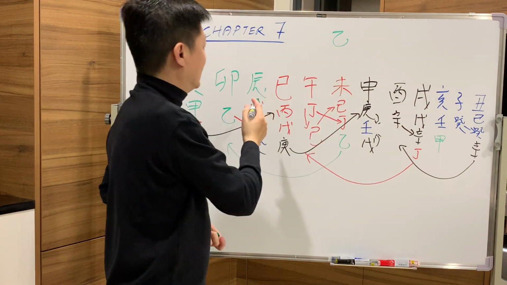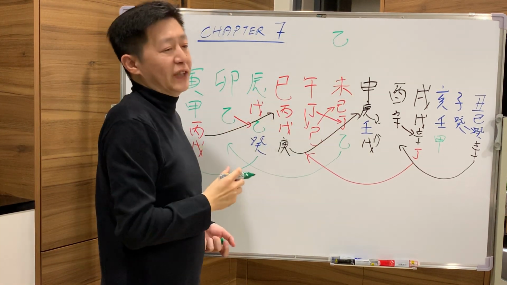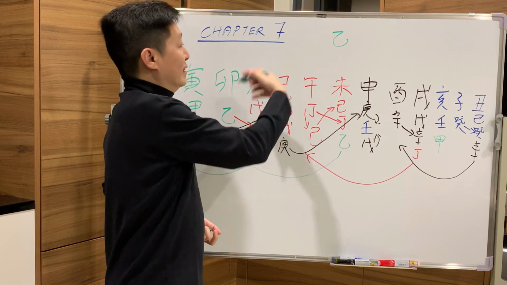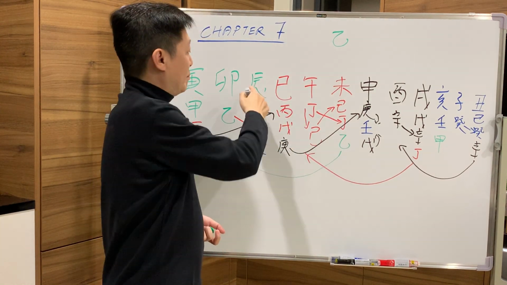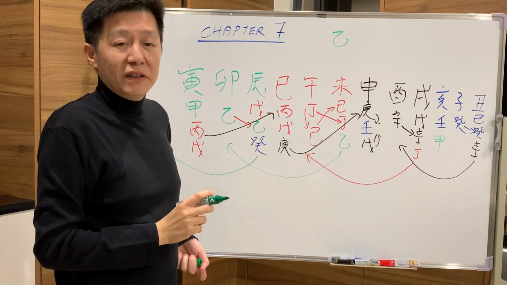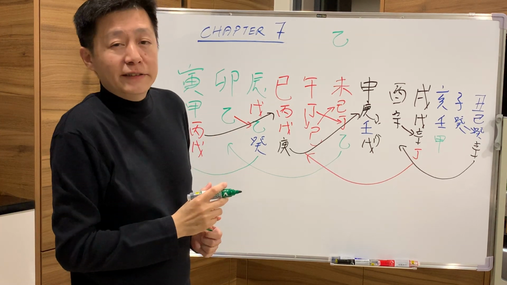So let's say the day master has the dragon. So the dragon gives you the strength. What is that? Money gives you the strength. So you are money motivated. When you talk about money, you are full of energy. Do you understand?